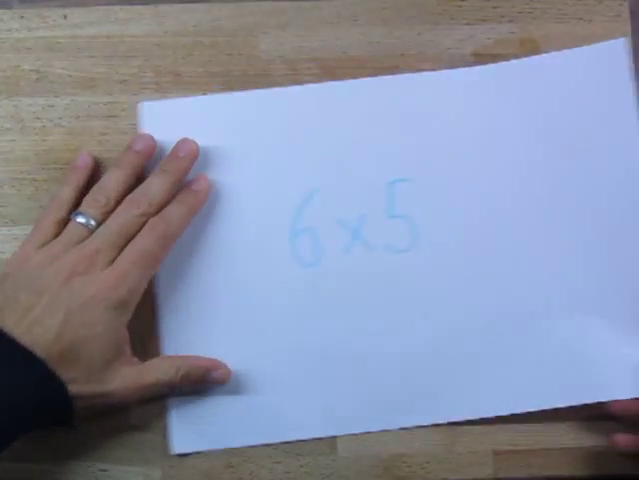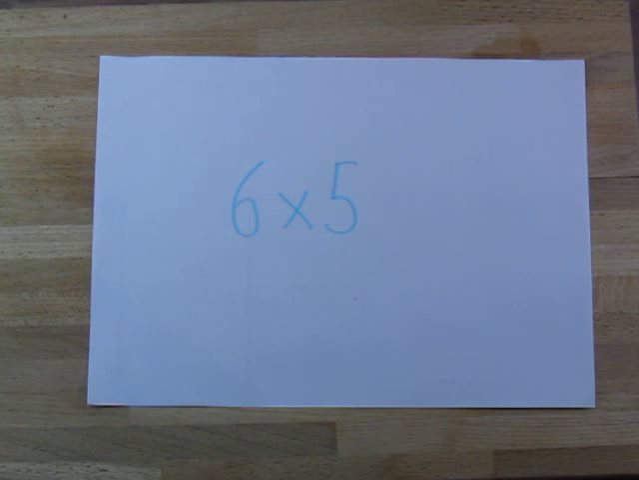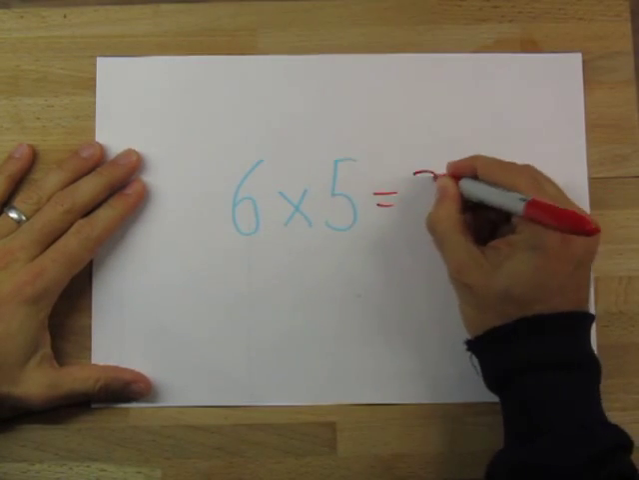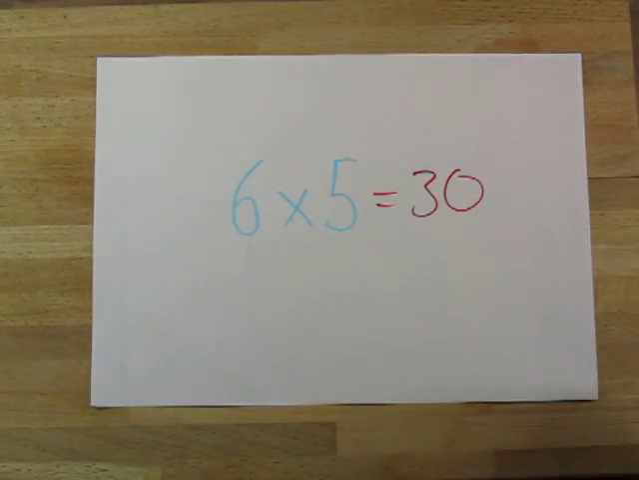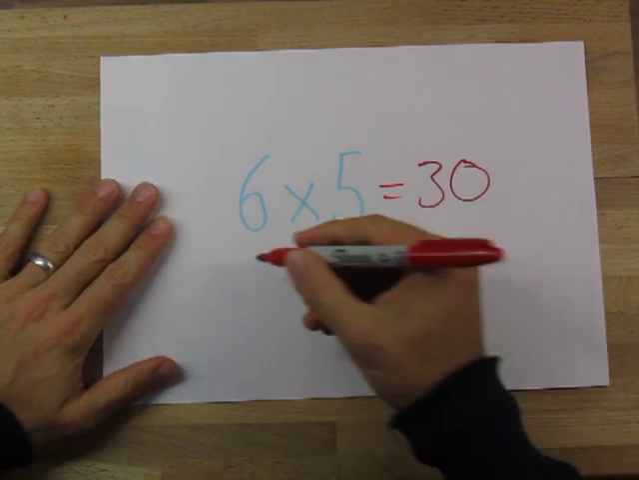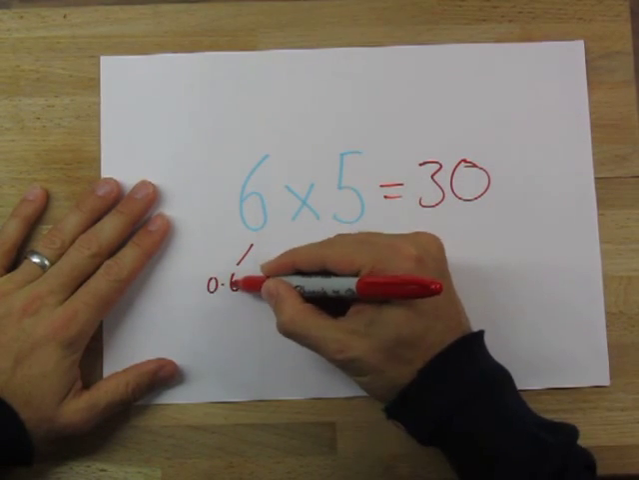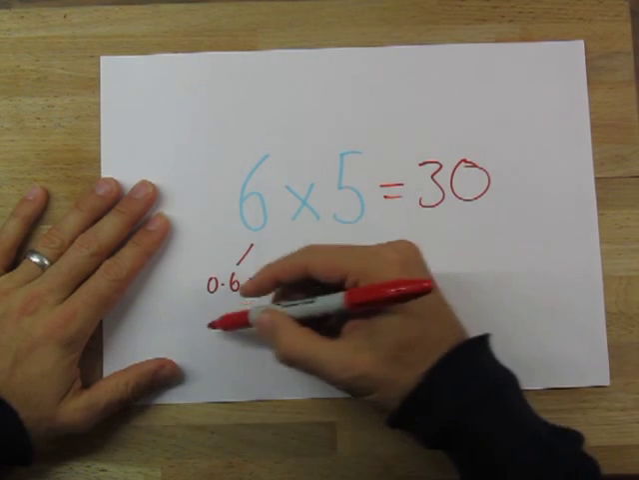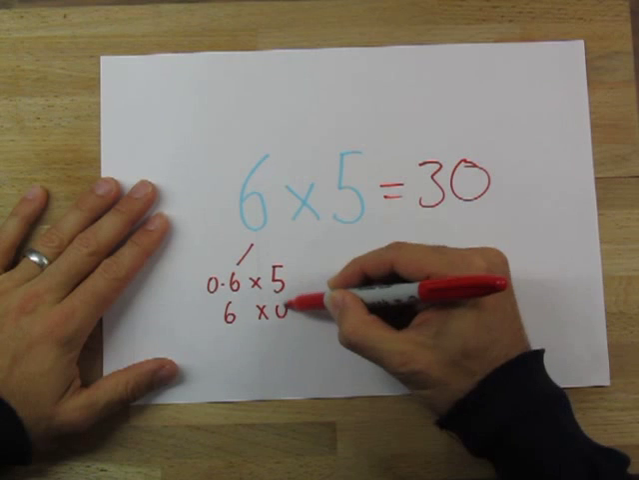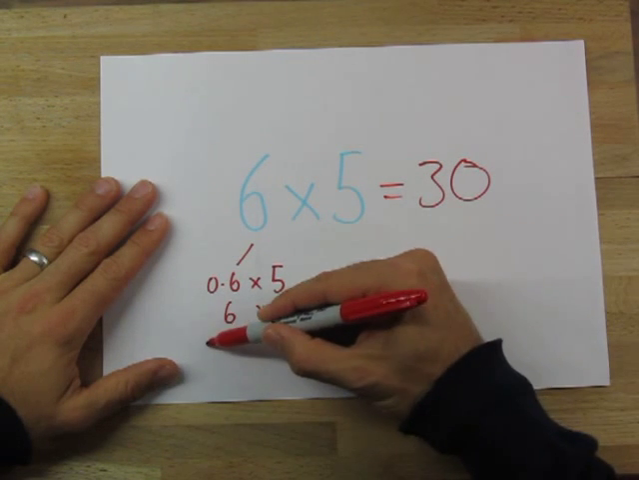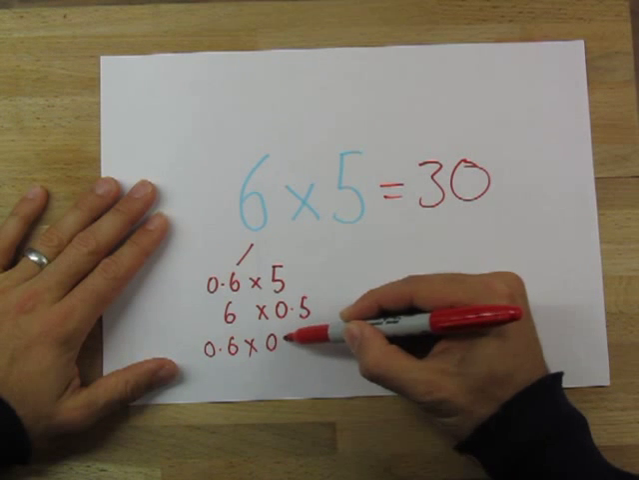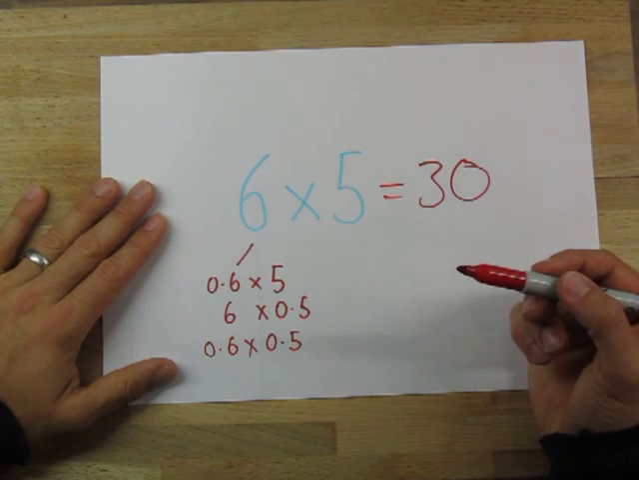But if you do want to carry on watching, I'm just going to show you how to use one number fact to help you work out some slightly harder ones. So 6 times 5. We all know that that's 30. Partly because we know our 6 times table, partly because we know our 5 times table. How can we use that to help us work out some harder things, such as 0.6 times 5, or 6 times 0.5, or 0.6 times 0.5? Interesting, huh?